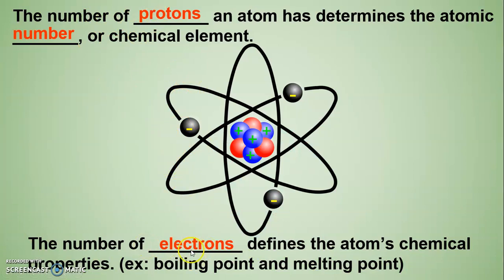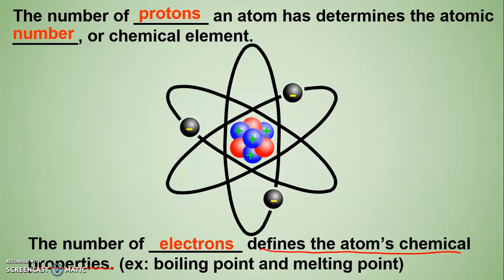Now electrons, we said that they don't have any mass. So what's their job, right, besides being the opposite of a proton? Well, they define the atom's chemical properties. That means, why does water react the way it does? Why does hydrogen gas do what it does? Why do molecules? Why does anything act like it does?